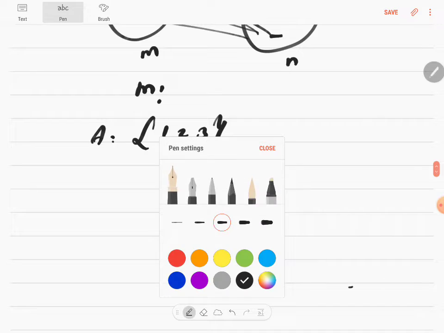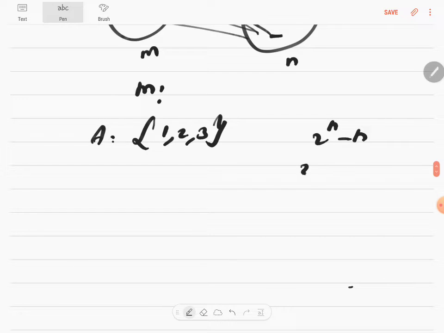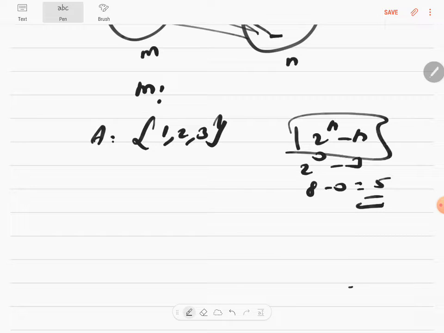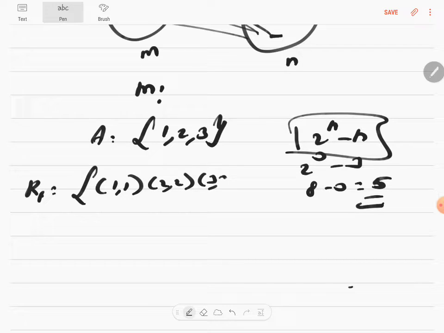You know it's 2 to the power n minus n, which is 2 to the power 3 minus 3, which is 8 minus 3. There are 5 equivalence relations. This is the general formula. But they ask you to list the relations. The first equivalence relation, R1, must compulsorily consist of (1,1), (2,2) and (3,3). You must be thinking this is only reflexive. No, this is reflexive, symmetric as well as transitive. That's the first thing that you should know.